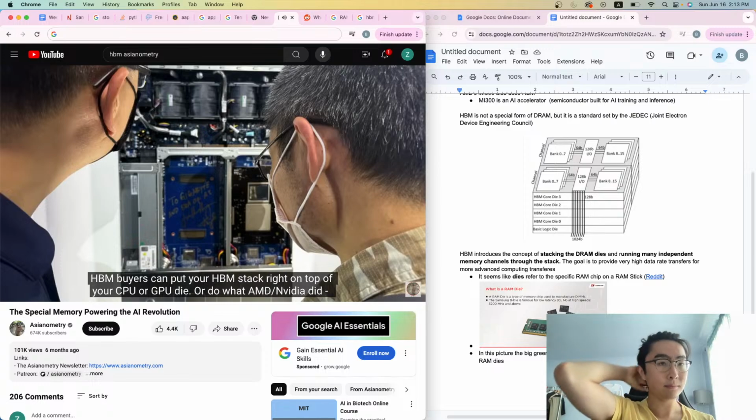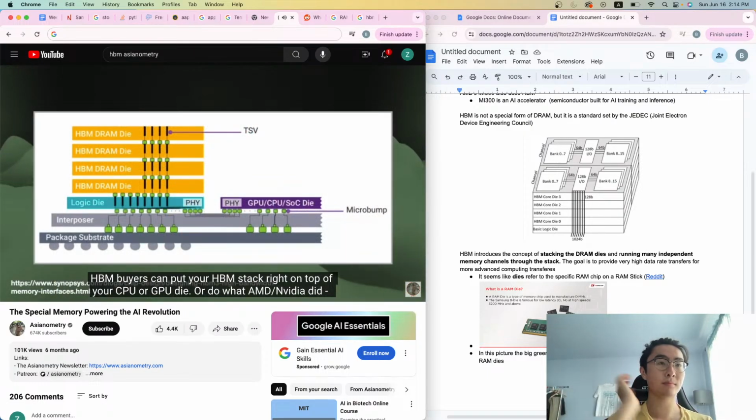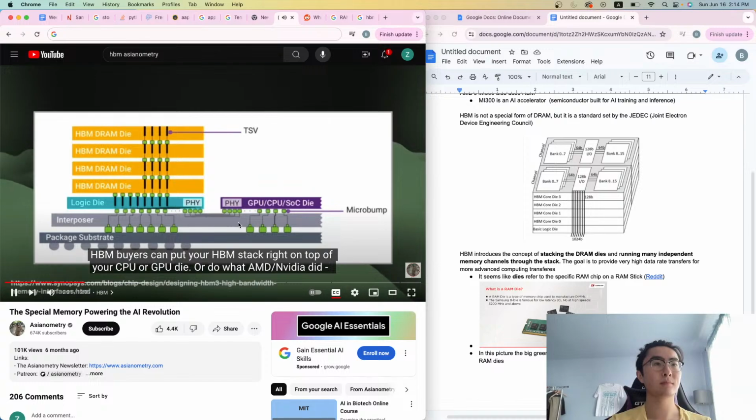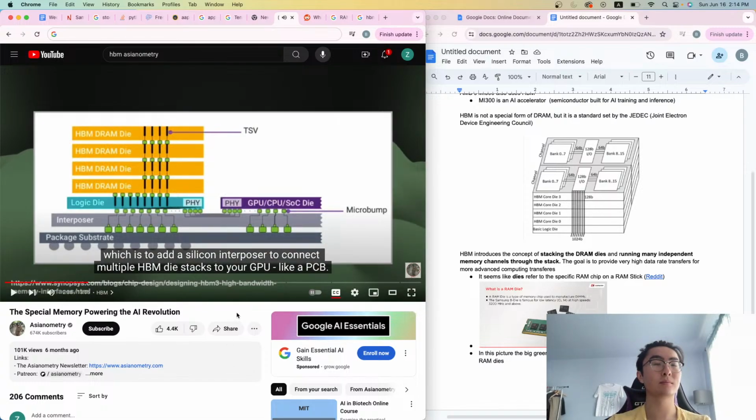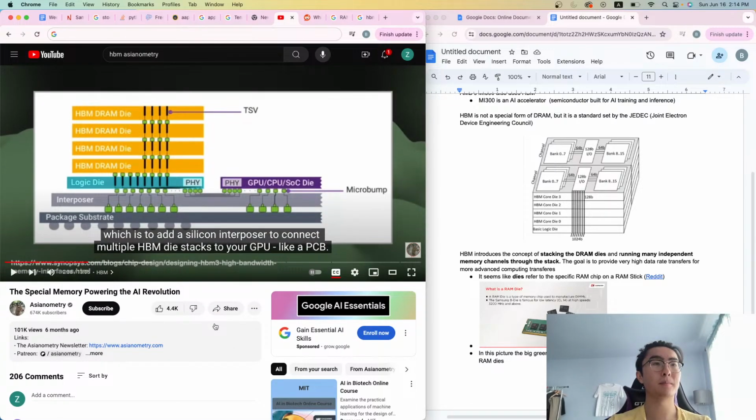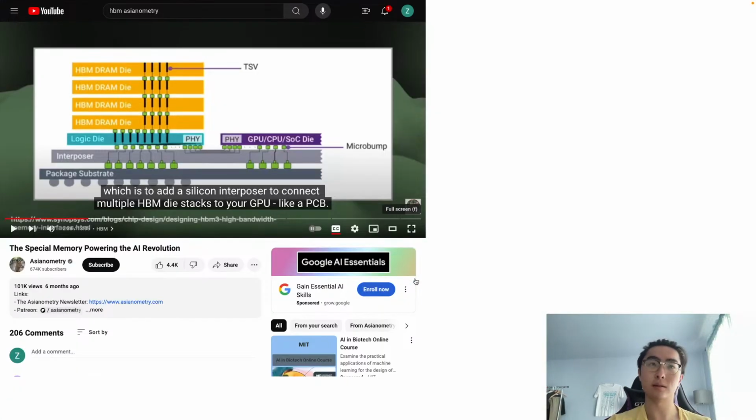HBM buyers can put your HBM stack right on top of your CPU or GPU die, or do what AMD/NVIDIA did, which is to add a silicon interposer to connect multiple HBM die stacks to your GPU. So maybe this is kind of the packaging step of how you can structure your semiconductor. Damn, yeah.